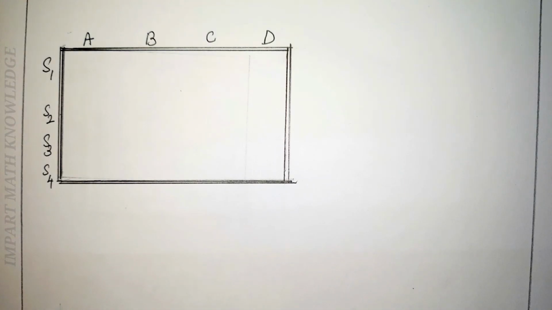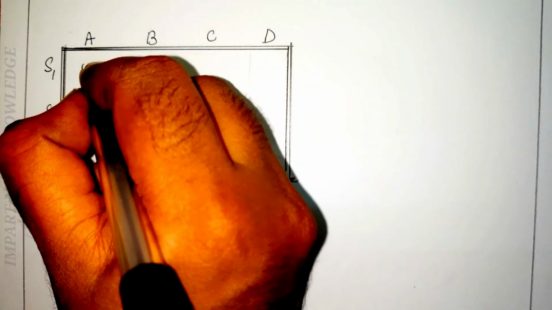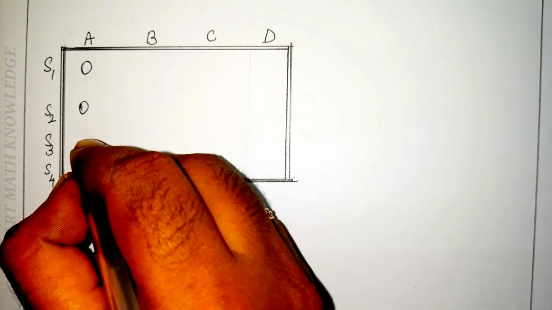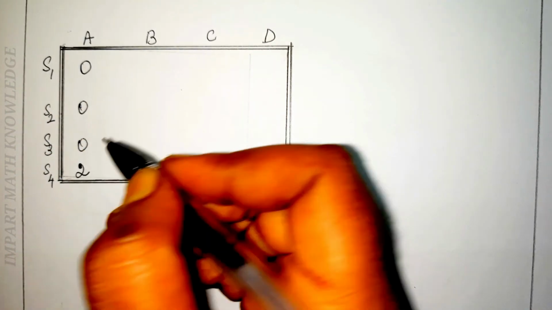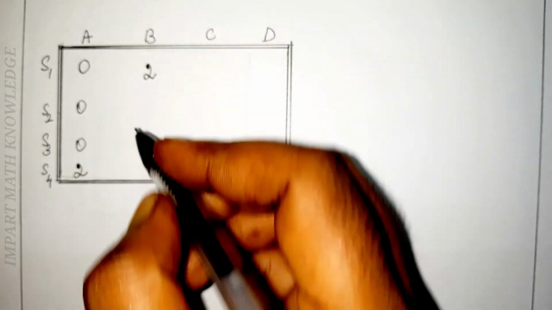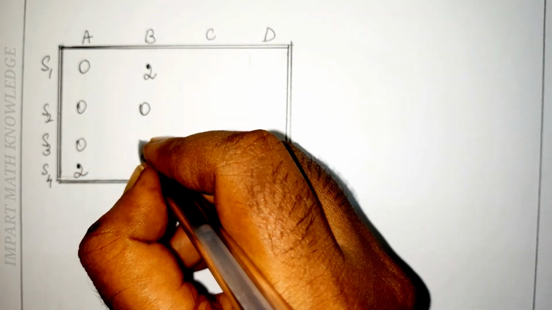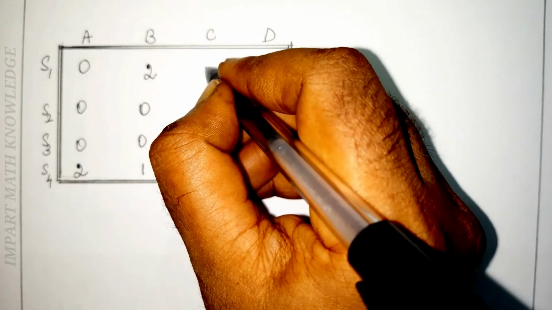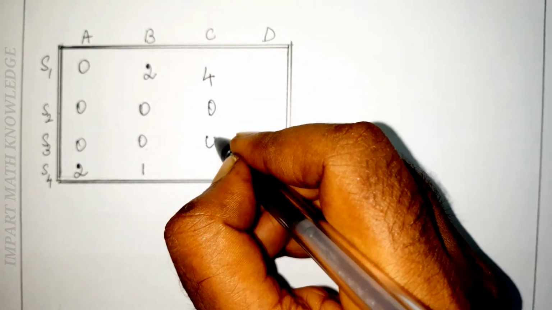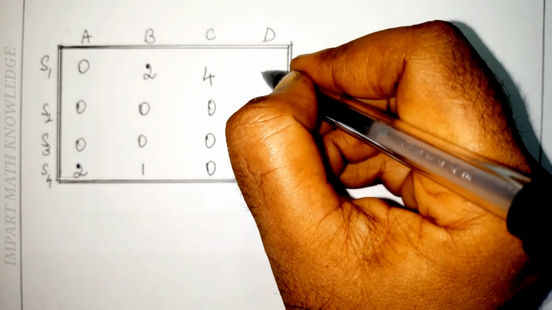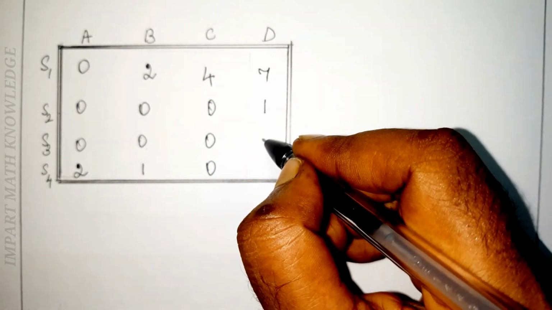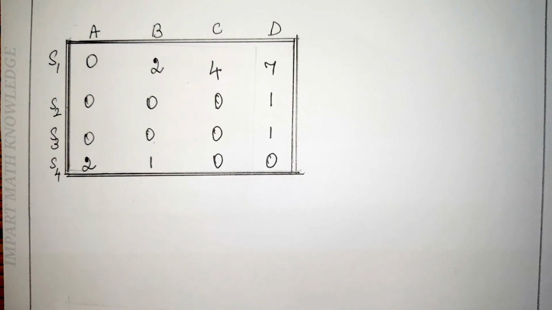Let me write all the values first. 0, 0, 0, 2, 2, 0, 0, 1, 4, 0, 0, 0, 7, 1, 1. After performing row scanning and column scanning, the current assignment is not optimal. So we have to apply diagonal rule to get the optimum solution.